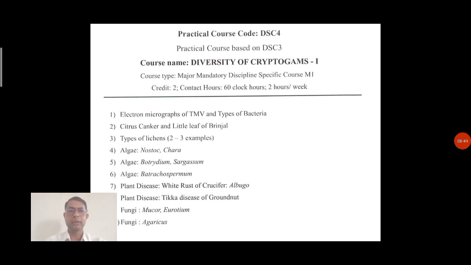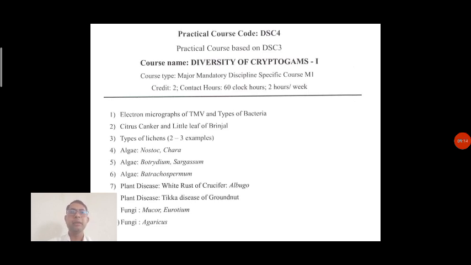Then the second practical is related to diseases that we call citrus canker and little leaf of brinjal. So the second practical includes these 2 types of diseases caused in plants. In the third practical we are going to study the types of lichen. So what is lichen and the types of lichen we are going to discuss in the third practical.